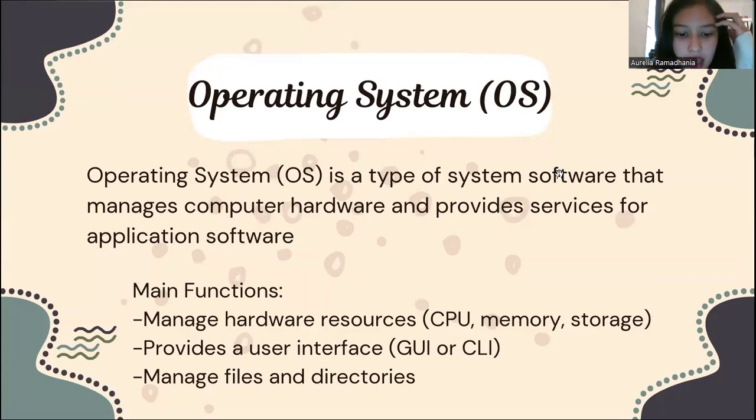Next, understanding operating system. Operating system, or OS, is a type of system software that manages computer hardware and provides services for application software. Main function is to manage hardware resources like CPU, memory, storage, provide a user interface, GUI or CLI, and manage files and directories.